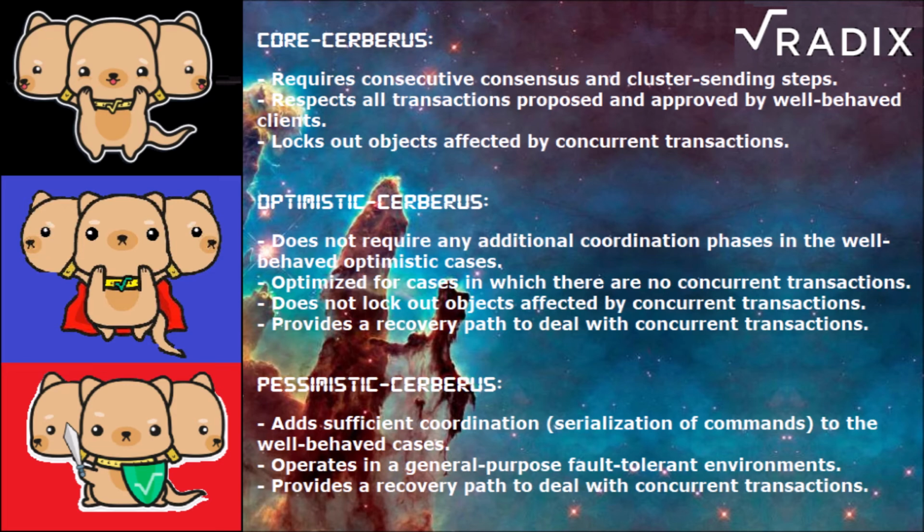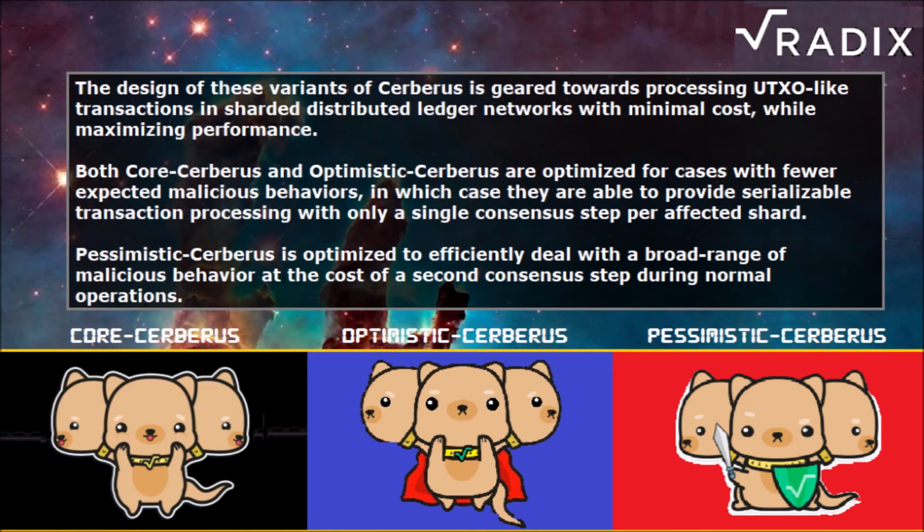Pessimistic Cerberus adds sufficient coordination, serialization of commands, to the well-behaved cases. It operates in general-purpose fault-tolerant environments. It provides a recovery path to deal with concurrent transactions. The design of these variants of Cerberus is geared towards processing unspent transaction output-like transactions in sharded distributed ledger networks with minimal cost, while maximizing performance.